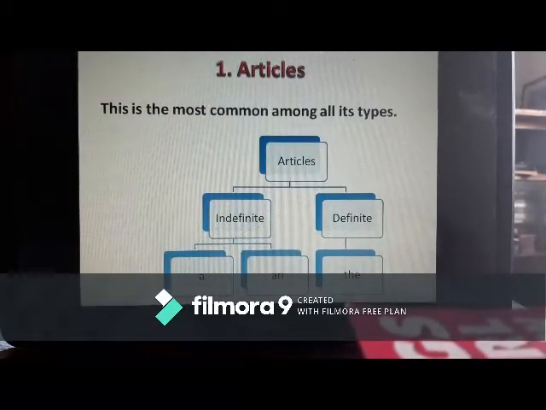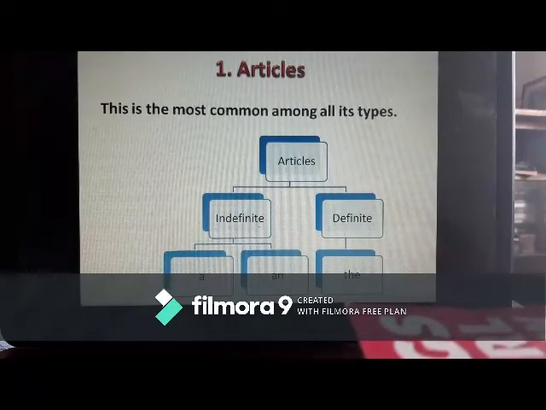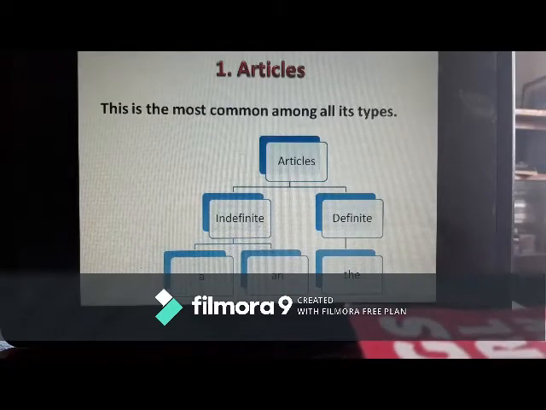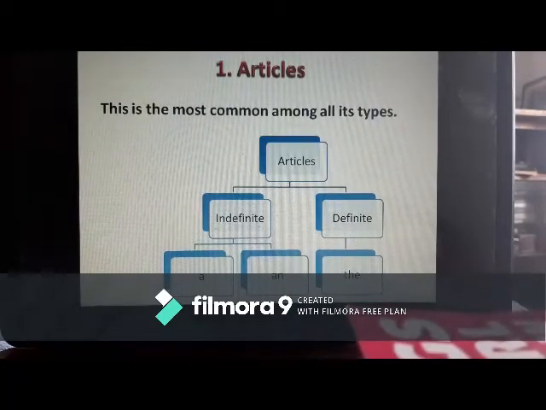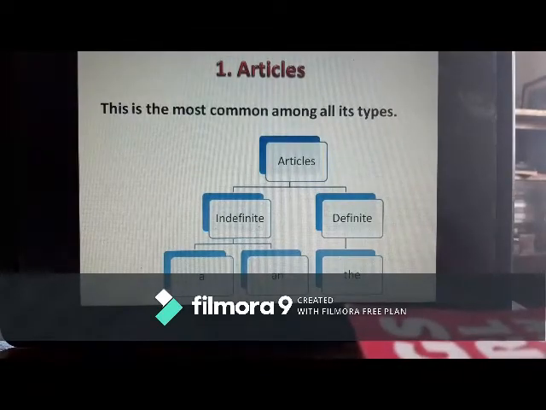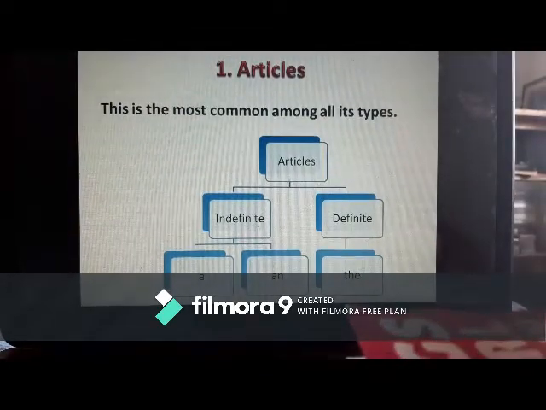Okay, as I said, this is the most common of all its type. Articles are of two types: definite articles and indefinite articles. Indefinite articles are a and an, where there is no specification towards which we use, and definite is the. Okay, so definite is the, where we use it.